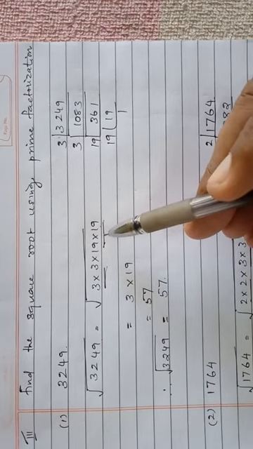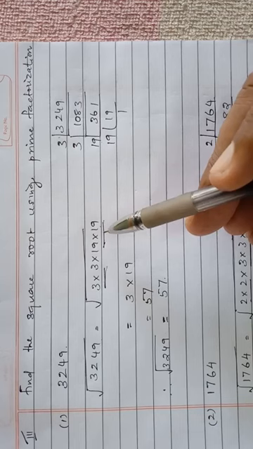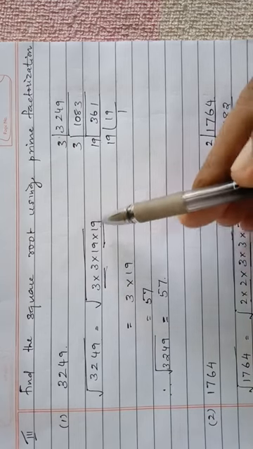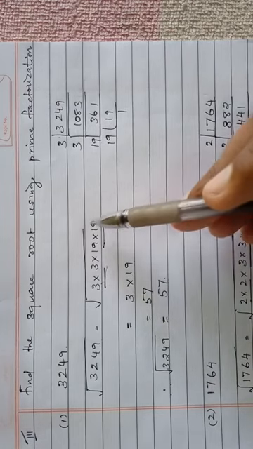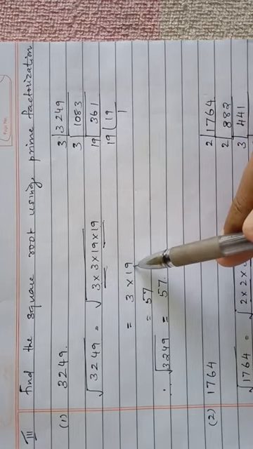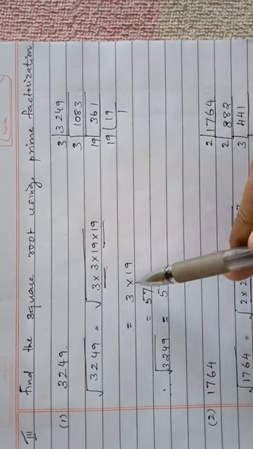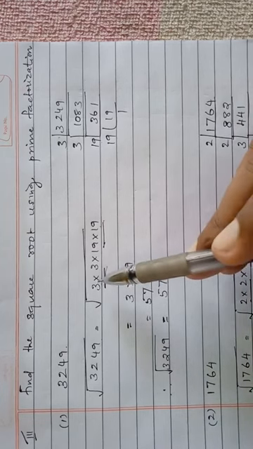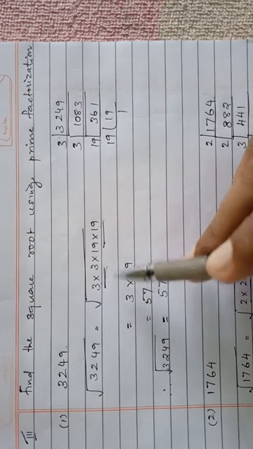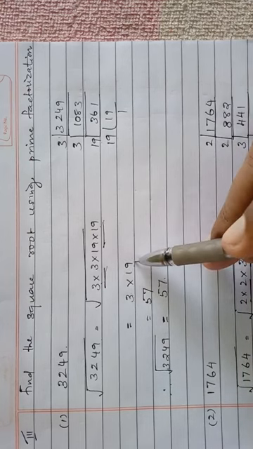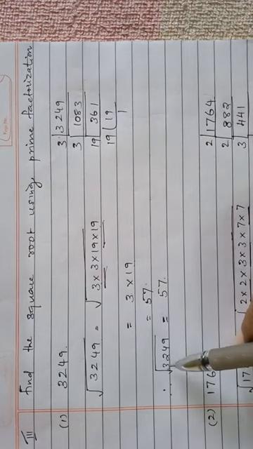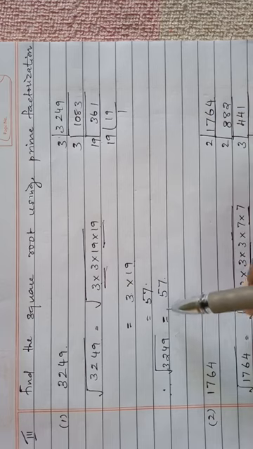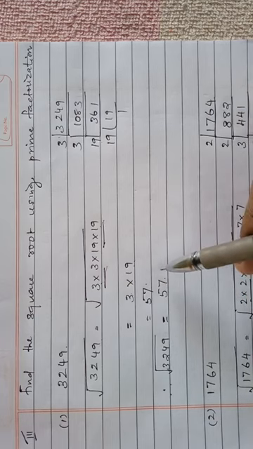After that, what we have to do is from each pair, pick out one factor. So from this pair of 3, we can write one 3. From 19, we can write one 19. So please be careful when we go to the next step. From each pair, when we pick one factor, then there is no need of the root sign. So it will be 3 into 19, and 3 into 19 is 57. So we can say that square root of 3249 is equal to 57.